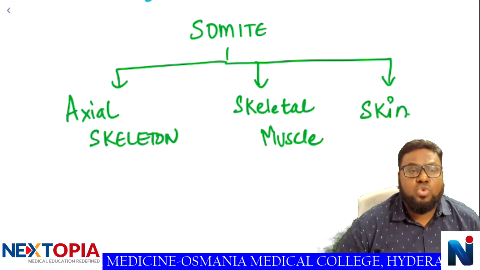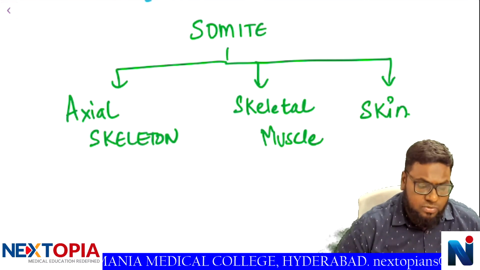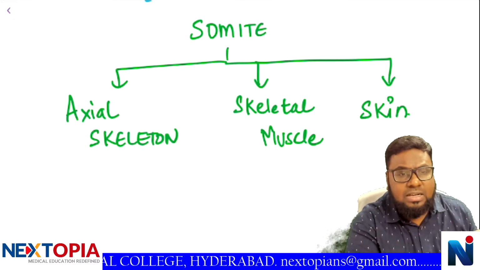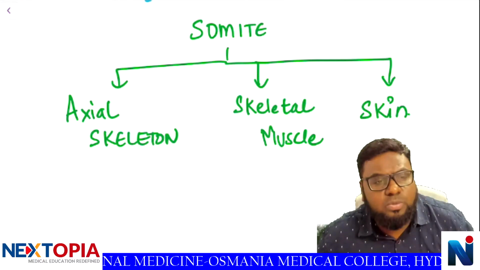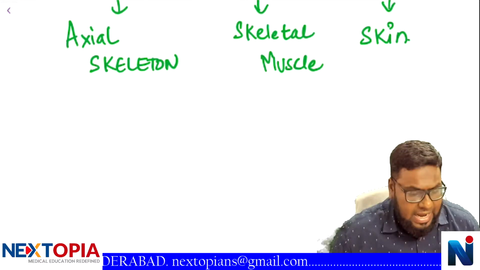Please remember that somatomeres are not confined to the region of somite. So somatomeres are confined to the head region. From head to toe, somites will come and they take over. So we'll talk further about somites and somatomeres in other chapters, on development of muscle, development of skin and axial skeleton. We'll talk about it later on.